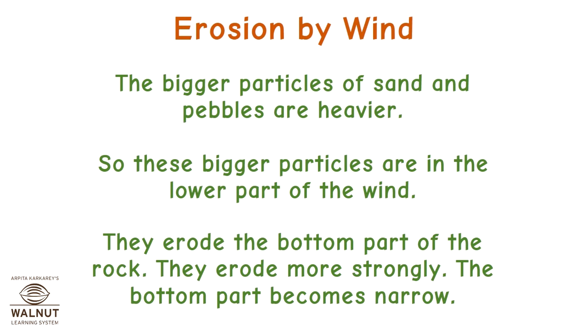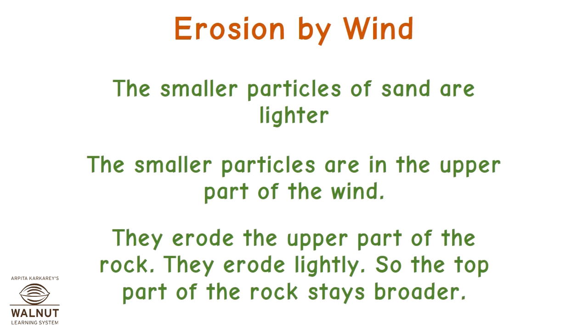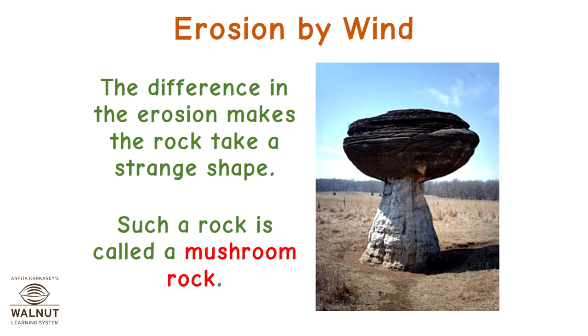The bigger particles of sand and pebbles are heavier. So these bigger particles are in the lower part of the wind. They erode the bottom part of the rock. They erode more strongly. The bottom part becomes narrow. The smaller particles of sand are lighter. The smaller particles are in the upper part of the wind. They erode the upper part of the rock. They erode lightly. So, the top part of the rock stays broader. The difference in the erosion makes the rock take a strange shape. Such a rock is called a mushroom rock.